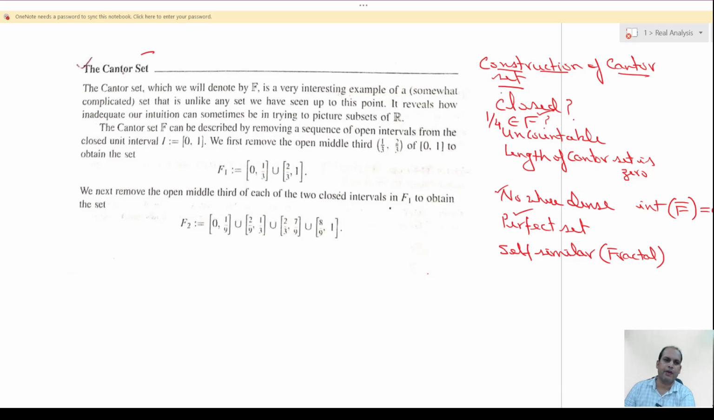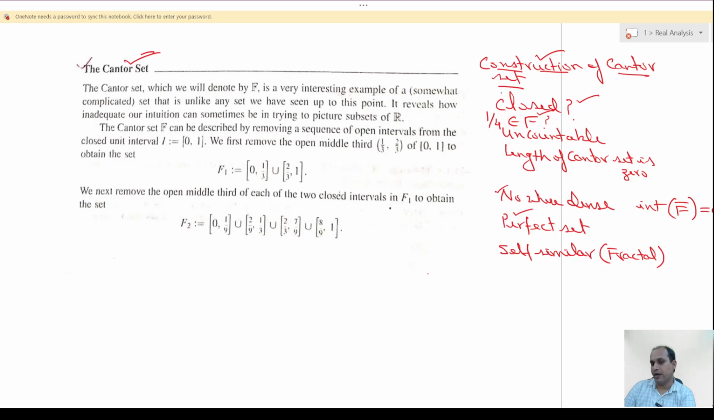So, in this lecture we will learn about the Cantor set, its construction, and its properties: whether the Cantor set is closed or not, and how to identify whether any given real number is a member of the Cantor set or not. Suppose F denotes the Cantor set. Then again we will see that the Cantor set is uncountable despite its length tending to 0.